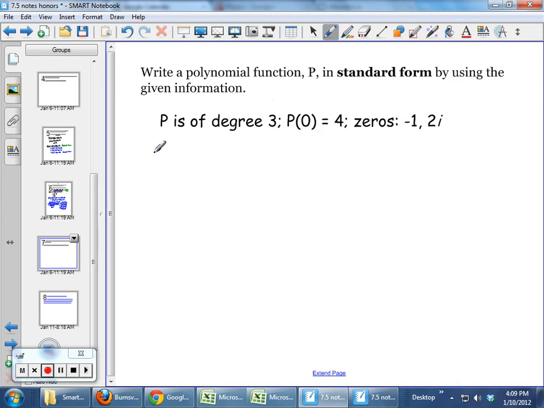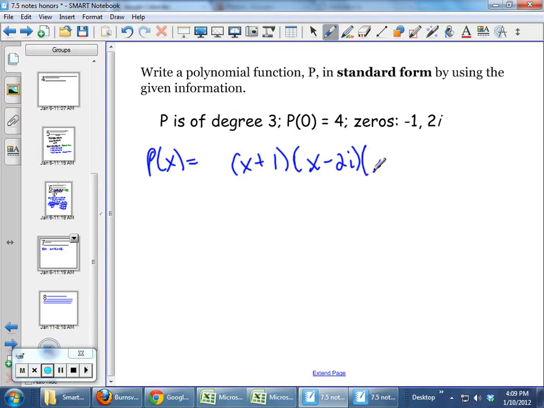So, we'll start with p of x equals, and so I know one of the zeros is -1, so one of the factors is x plus 1, and the other is x minus 2i. But complex roots, they're kind of needy. They can't be all by themselves, they need some attention. And so they always come in pairs. They're like twins. The other complex root, instead of x minus 2i, is x plus 2i.